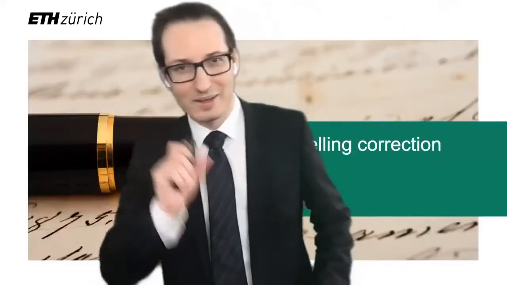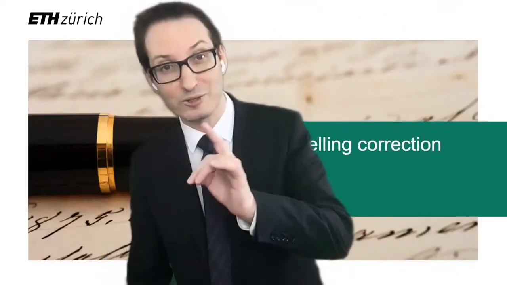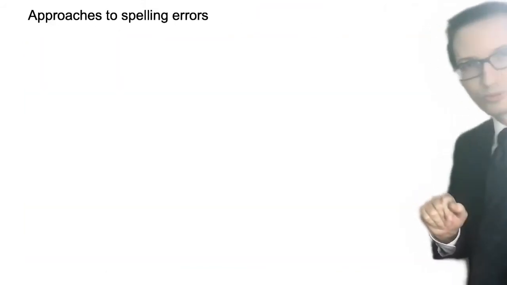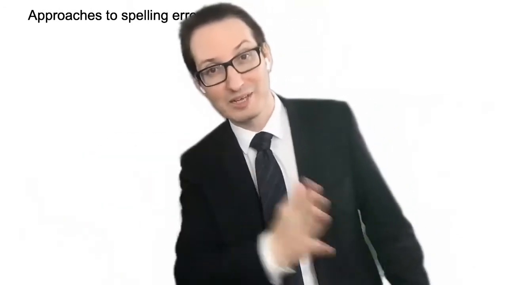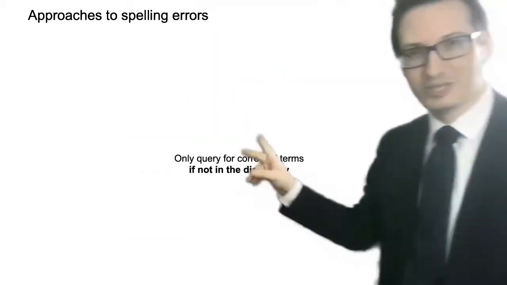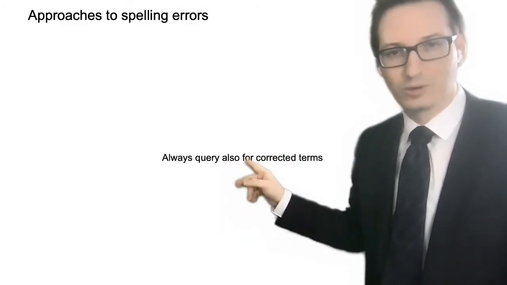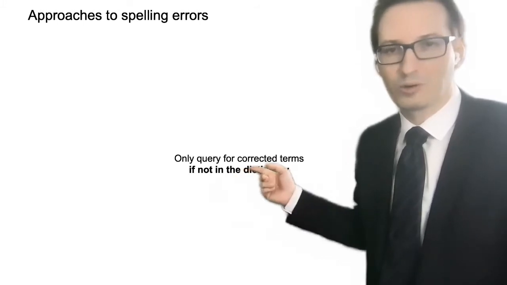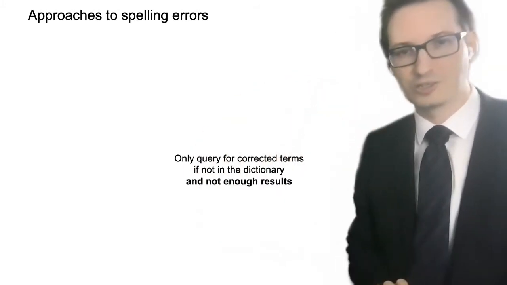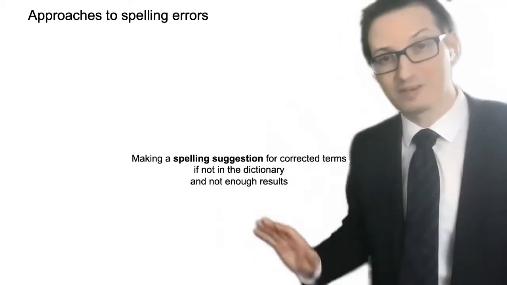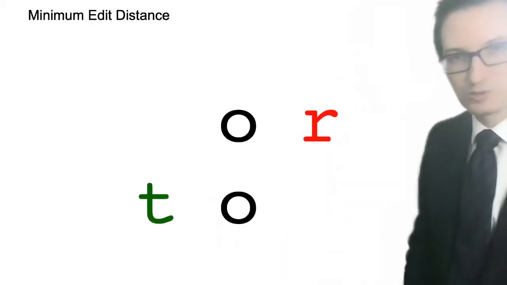So where were we? We were at the spelling correction. So how do we approach spelling errors? These are the last few slides of last week, something you already saw. What happens is that we can look for the corrected terms, only query for corrected terms if they are not in the dictionary, or also if we don't have enough results, or the super conservative solution is to just make a suggestion, right?